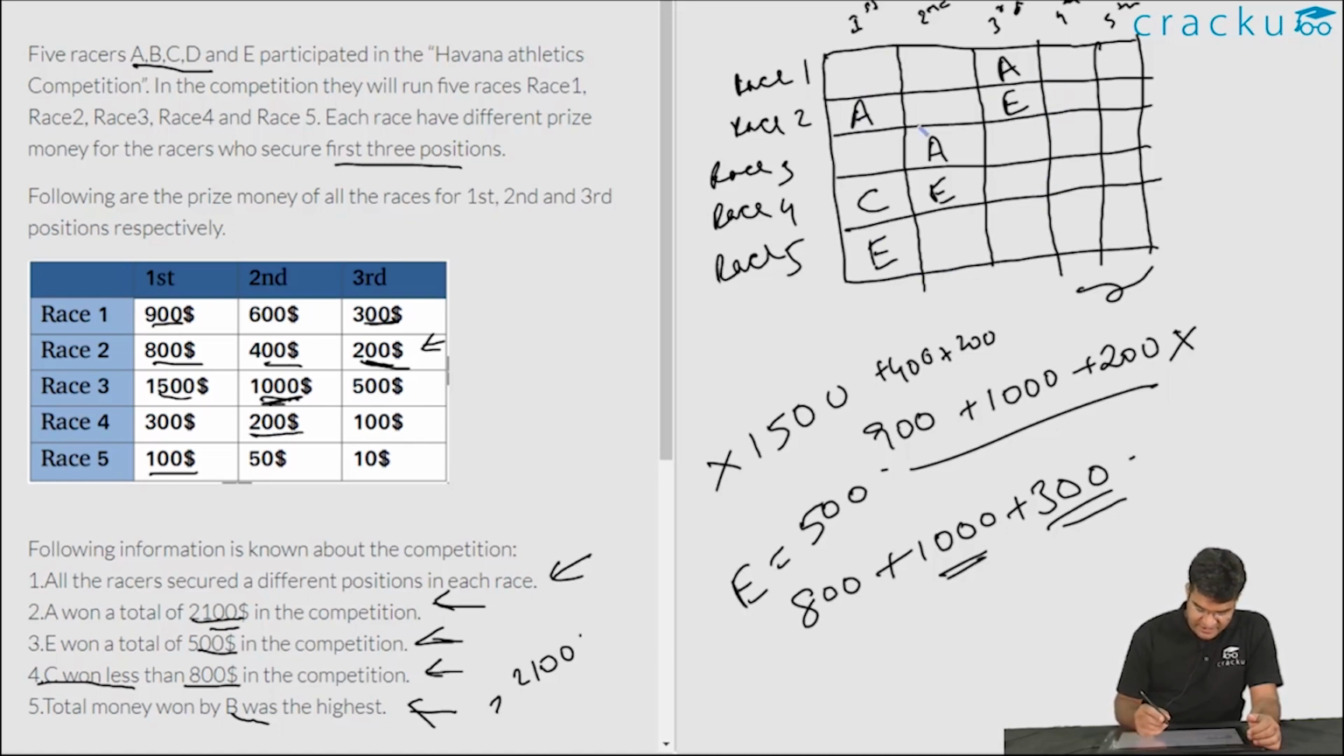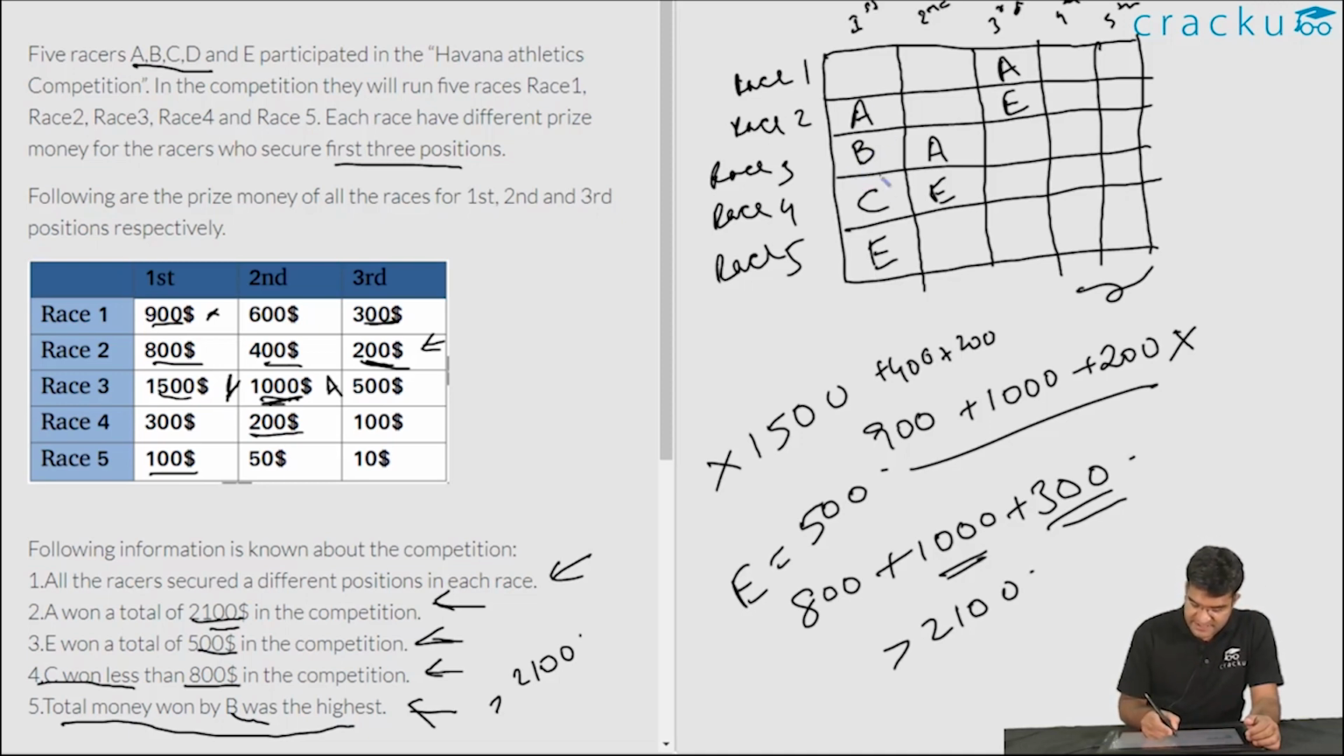Now we'll use the fact that the total money won by B is the highest. For B to win more money than A, which is greater than 2100, he has to win 1500 from race 3, because there are only two options remaining, which are 900 and 1500. If he wins $900 in the first race, the 1000 in the second race has already been won by A. So for him to win more than 1200 from the other two races is not possible using any of the combinations given. So it is imperative that B wins race 3. So we know that B has won race 3.